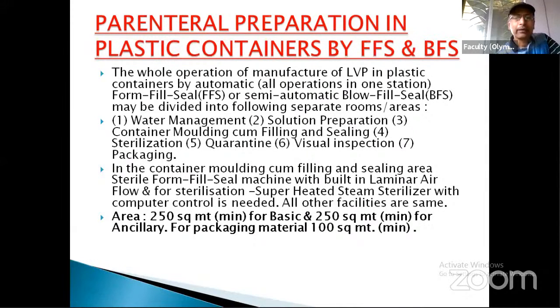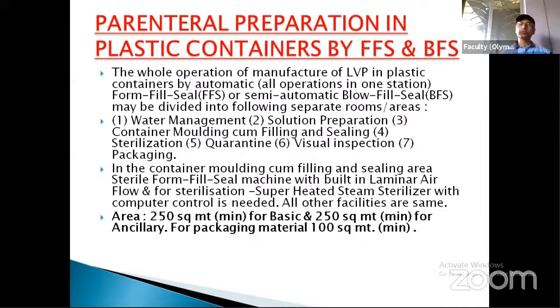Otherwise, it is same. Area requirement is more here because you are making the containers here, so plastic from plastic granules. So 250 square meter minimum area for basic installation. In case of glass containers, in which case you are purchasing the containers from outside, 150 square meter for basic installation. Here, when you are preparing the containers in the FFS or BFS method, 250 square meter area is needed. 250 square meter for the ancillary area also required.